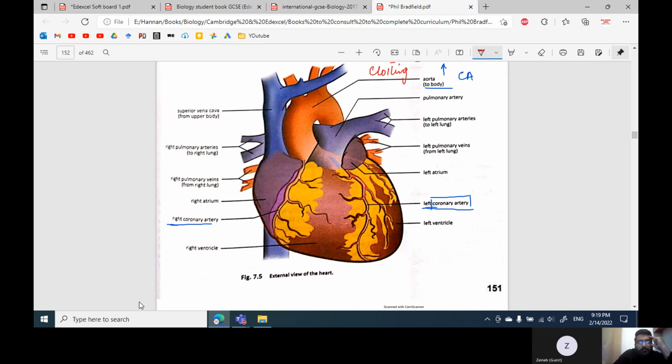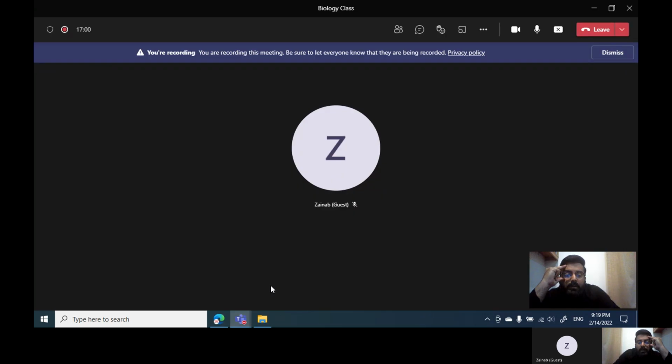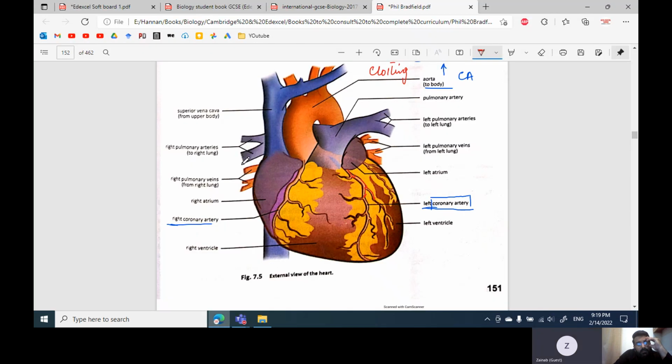Now, what is the blood bringing towards the heart? Oh, sorry, I have forgotten the question. What was I going to ask? Yes. What is so important that the blood is bringing towards the heart? Deoxygenated blood. Well done. Oxygen.